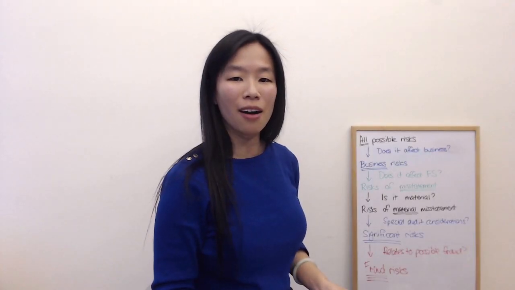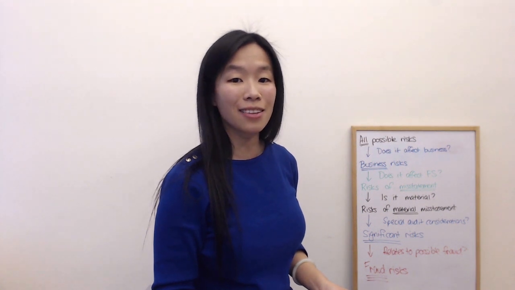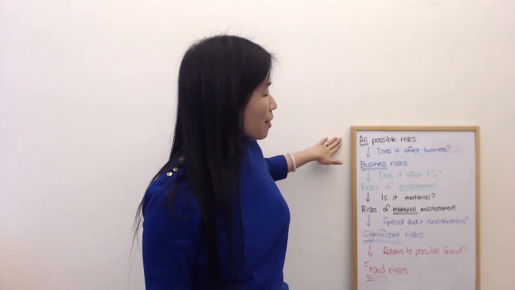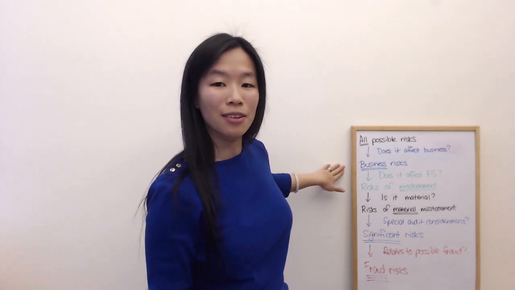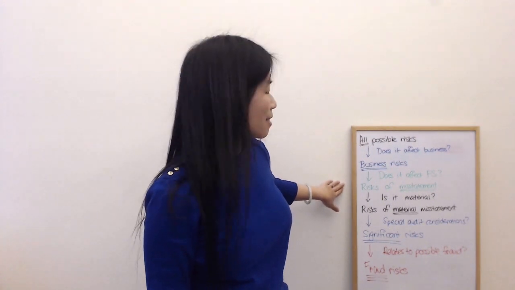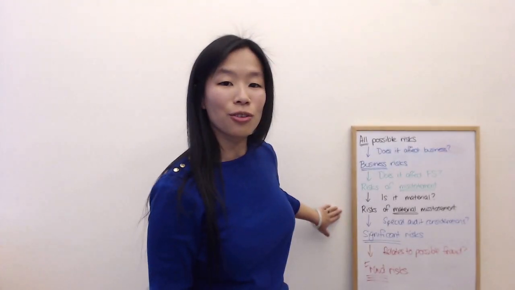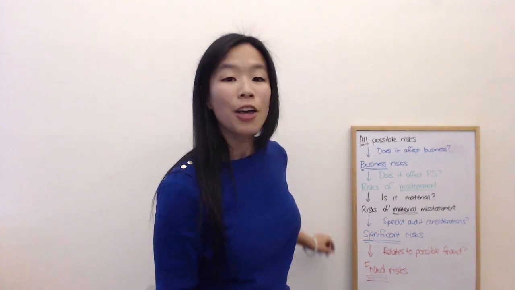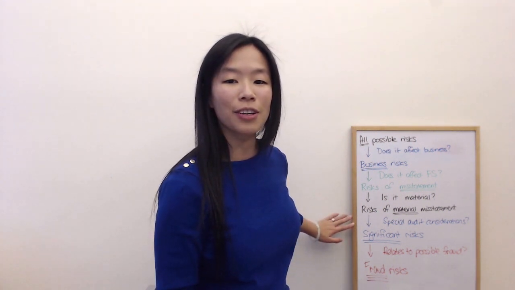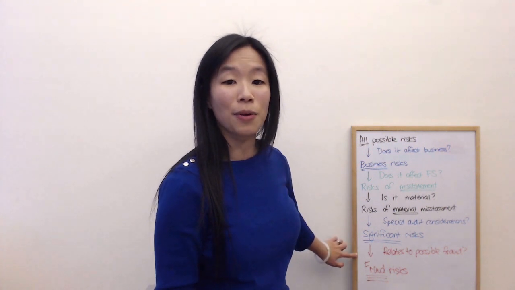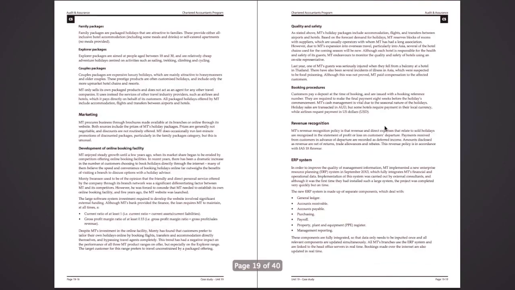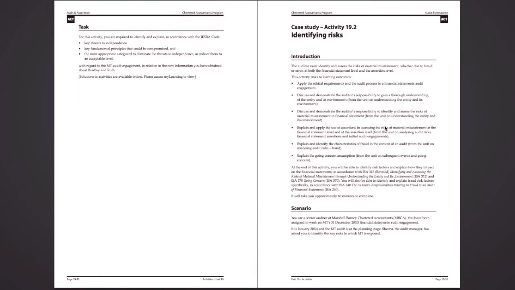So here's where we are in our process of identifying and assessing risks for Monty Travel. We've looked at all the possible risks, considered whether they affect the business, then looked at whether they affect the financial statements, and assessed their likelihood and magnitude to determine if they're going to be material. Your CSG has examples of assessing whether risks require special audit considerations or are related to possible fraud. There's more risks in the case study, so try and identify them before you check out the solutions.